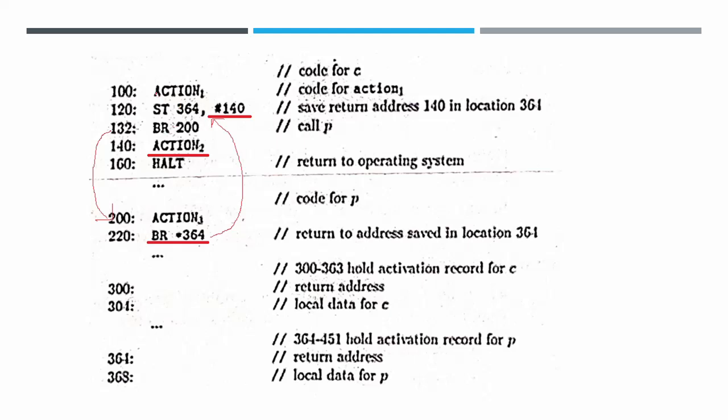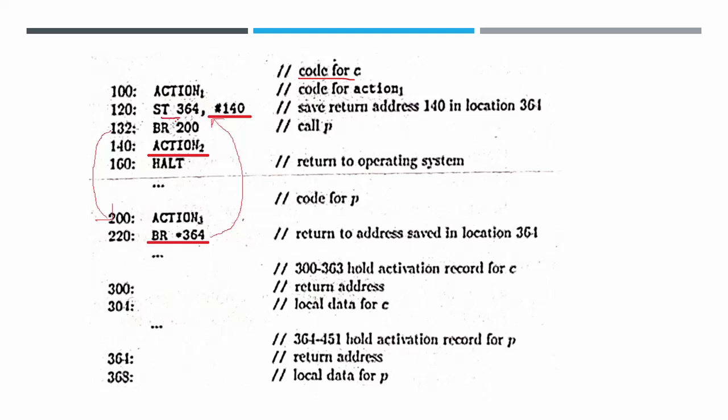And here this is how the instruction will be written. Here this is the code for C, and this is action 1, and here it will save the return address of 140 in location 364. 140 means it will be going to the next one, and all these things will be executed, and then it returns to the saved address in location 364. BR star means it is a branching instruction, so here we will be holding the address 140, so it will be going back here. So once it is done, it will be going back.